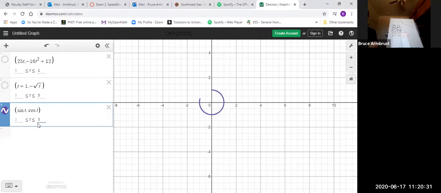Huh. Wait a minute. That's starting to look like a shape we know. Kind of looking like a circle, right? Notice what happened when we went from 0 to 1. I had just a little portion of it. Then I went 0 to 5, and I got this bigger portion of it.